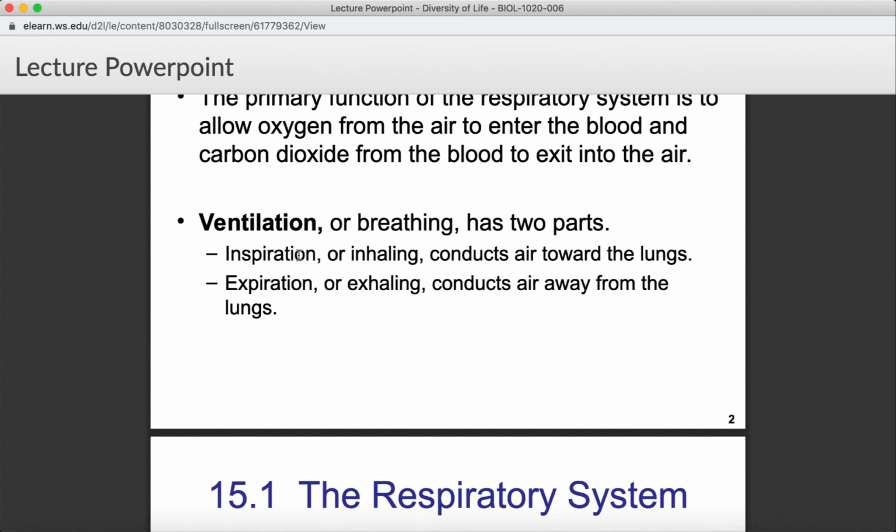So you're inspiring, so you're breathing in, conducting air towards the lungs. We do this by expanding the rib cage and creating an area of lower pressure, and then the atmospheric pressure being greater forces air into the lungs. Then we exhale, or expiration, by contracting the rib cage or pushing the diaphragm up and compressing the lungs, creating an area of relatively higher pressure than atmospheric, so the air is driven out.